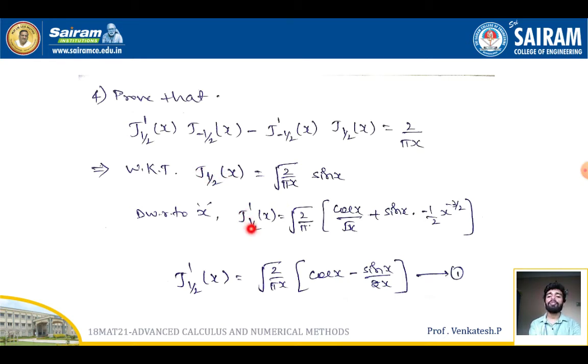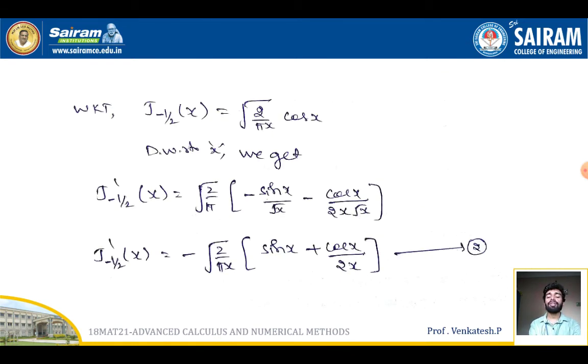to x. If I differentiate the equation by using the product rule, first I'm taking the constant square root of 2 by pi outside. Differentiating sin x, I will get cos x by keeping root x as it is, plus keeping sin x as it is, differentiating 1 by root x, I will get minus 1 by 2 into x power minus 3 by 2. On simplifying it, I got J 1 by 2 dash of x is equal to square root of 2 by pi x into cos x minus sin x by 2x. On taking root x as a common factor, I got this equation. Call it equation number 1.